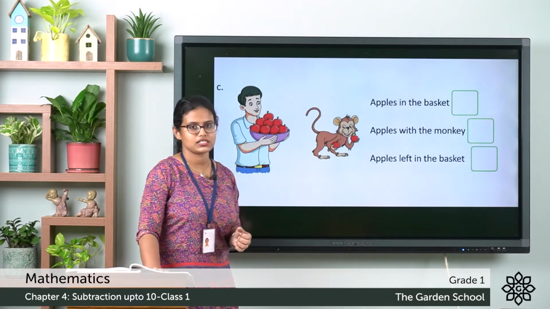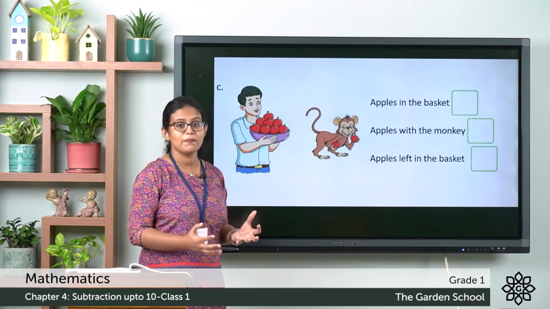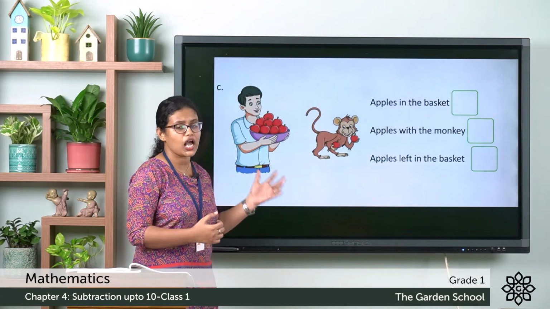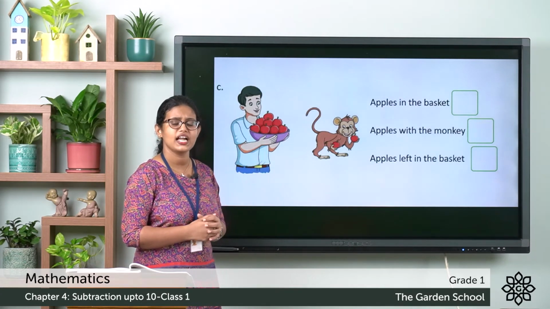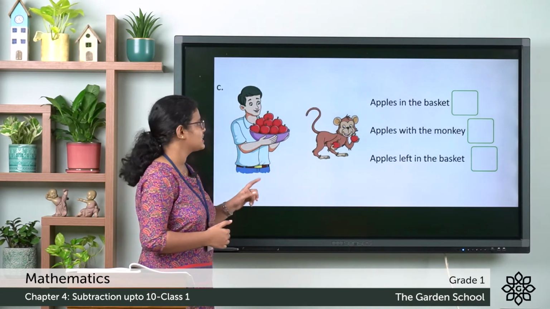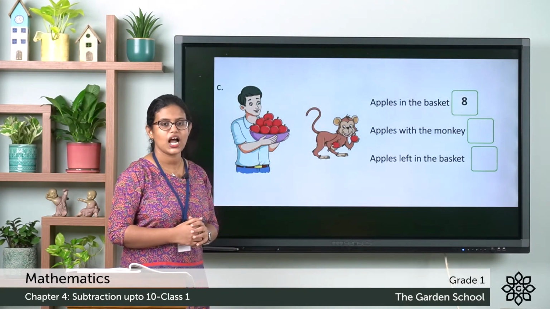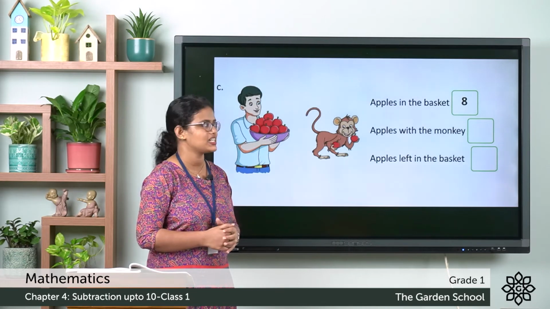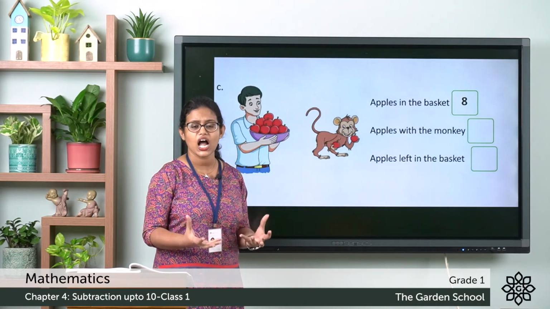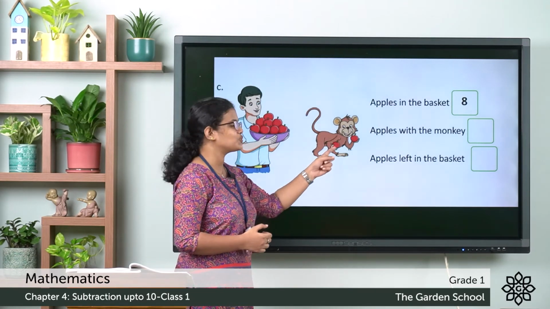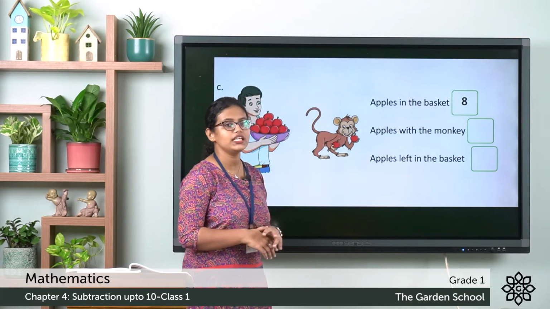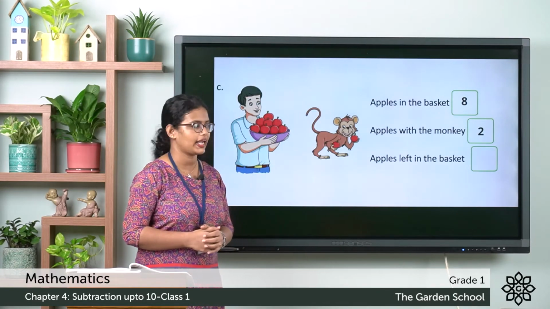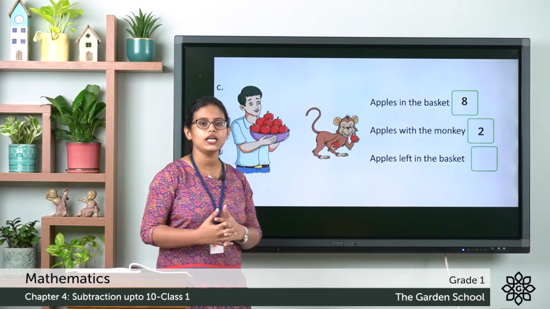Apples in the basket. Here you can see a man is holding a basket with apples. So just count and see how many apples are there in the basket. There are 8. So here you can see a monkey, right? This monkey is holding how many apples? 2, right? Apples with the monkey. So how many apples are there with the monkey? 2. Okay.